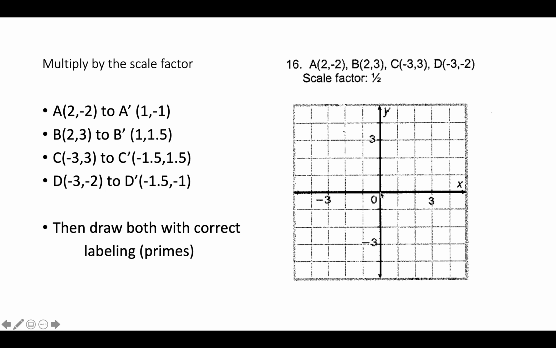So then you would put that on the graph. To the right one, down one is A prime. Notice, label it A prime. And then right one, up 1.5, B prime. Left 1.5, up 1.5, C prime. Left 1.5, down 1, D prime. And then you connect them for a smaller square that's half the size of the big square. That's what you need to do on ratios.